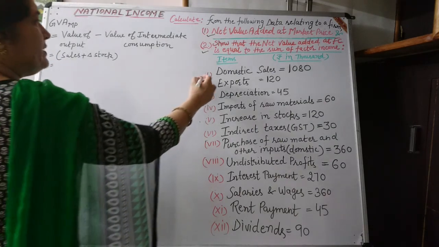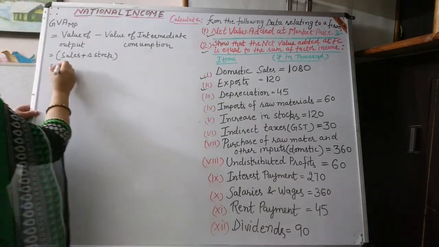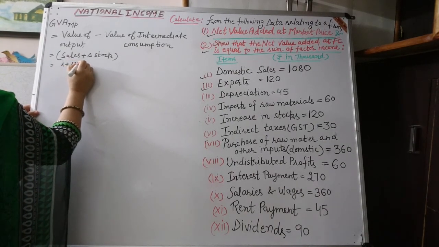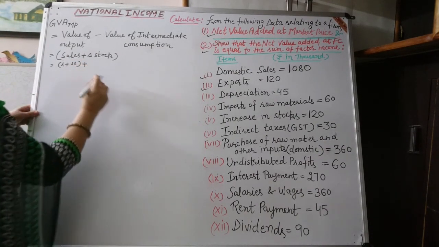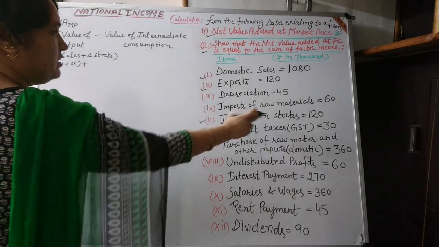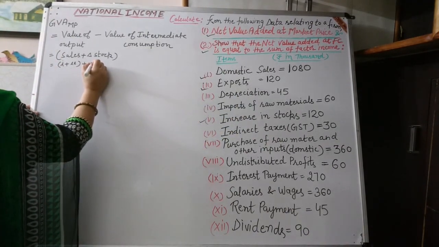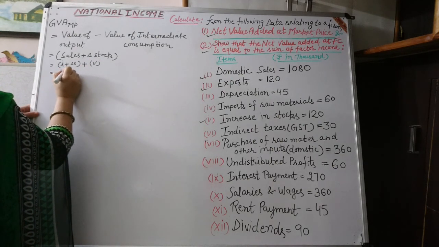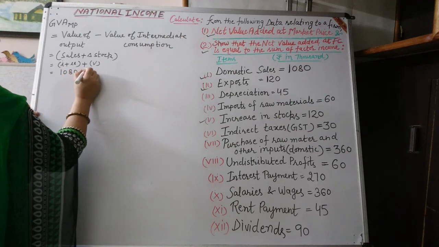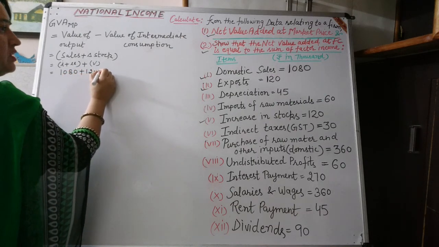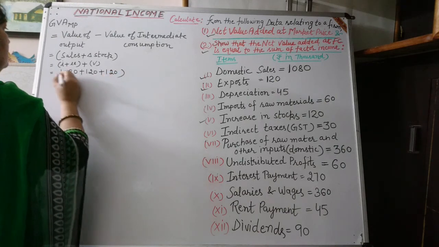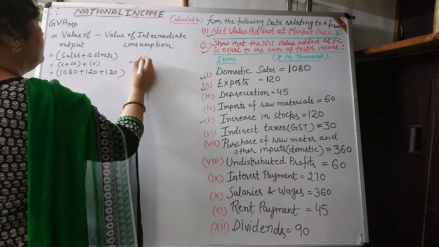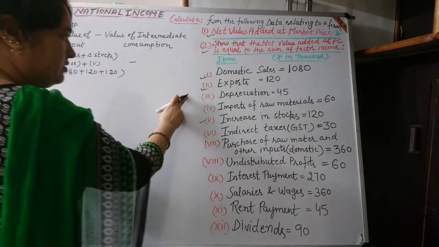Instead of sales, domestic sale and exports are given: item number 1 plus item number 2 plus change in stock, which means increase in stock, item number 5. So by putting the value, 1080 plus 120 plus 120, these all are the values of output, minus value of intermediate consumption.